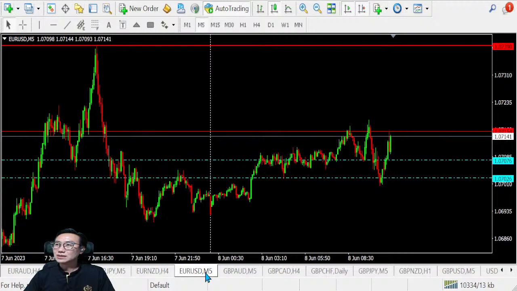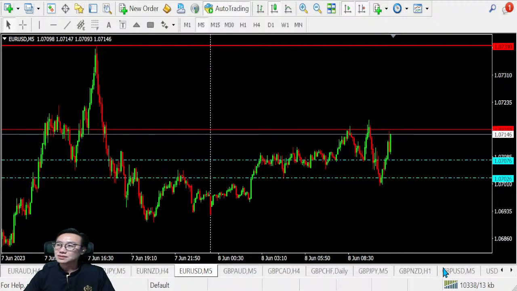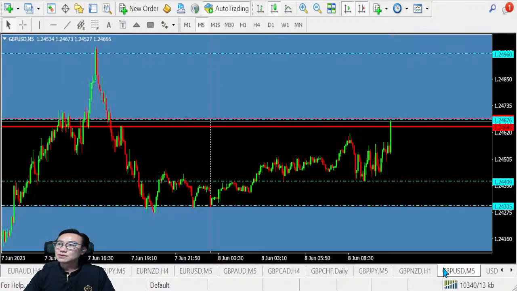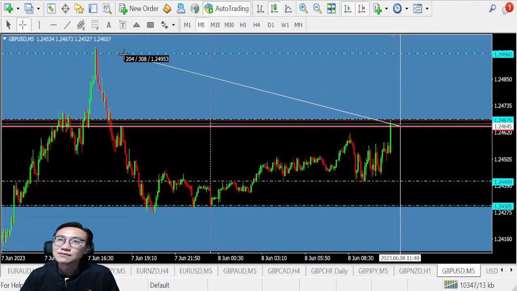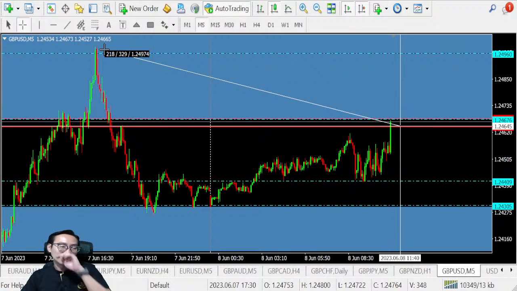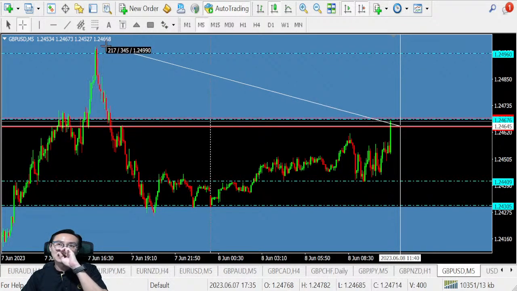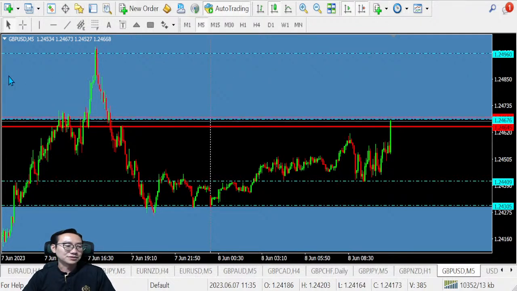Euro dollar is still on the way, it needs to push a little bit. For pound dollar, very good. It's now moving towards the north. Break, close above, retest to set up support, then go for the buy. We have price up here, almost 33 pips, 33 to 35 pips. That's for the pound dollar.